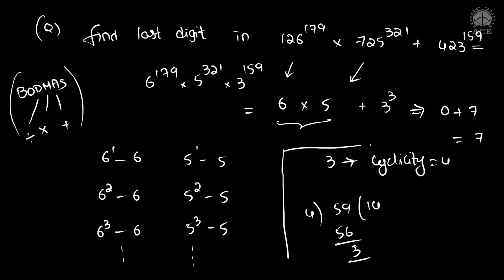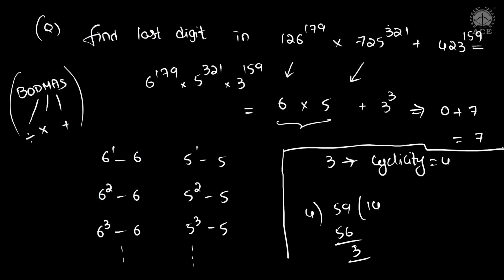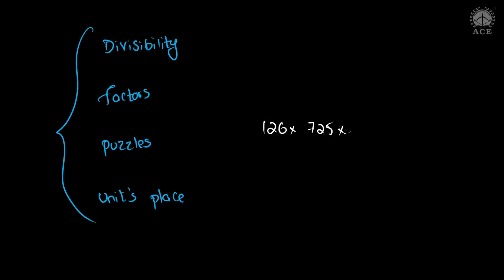Why did you get 3 and 3 into the picture, 33 and all? It's not like multiplying the units places. We have power also. I'm not asking that; if I were, then your answer 3 would be correct. If I'm asking 126 into 725 plus 423, if I ask this, then it's different.